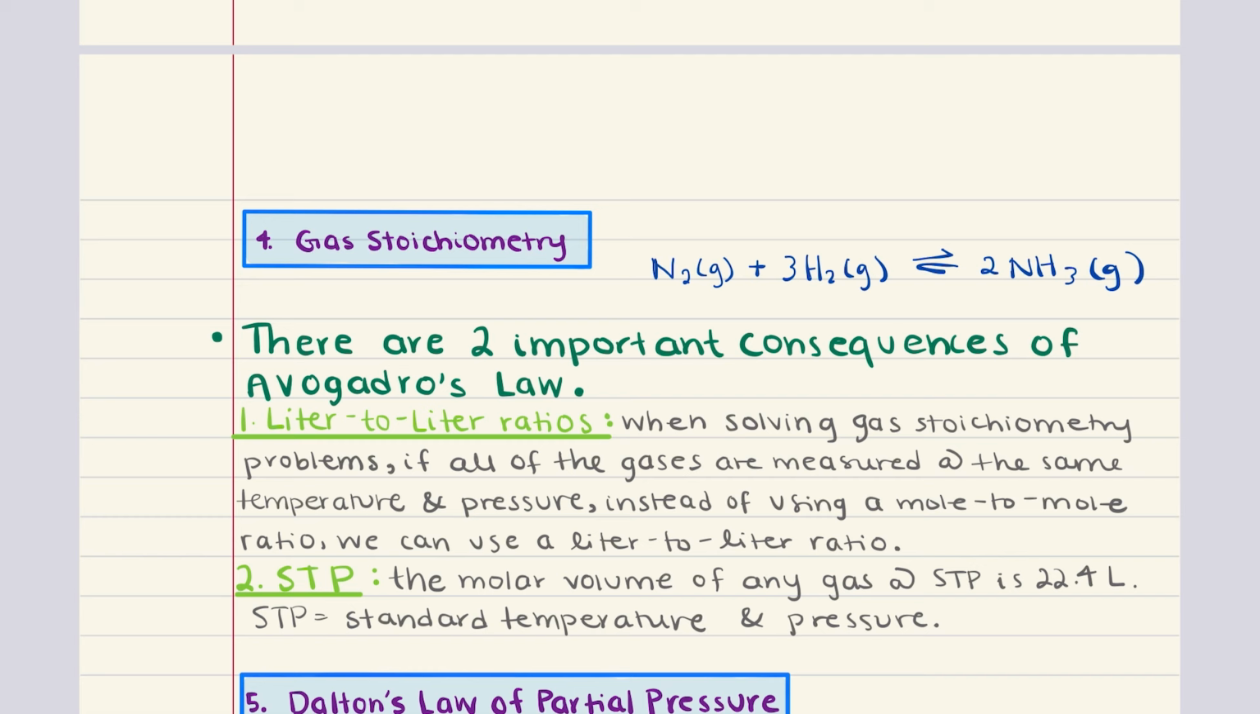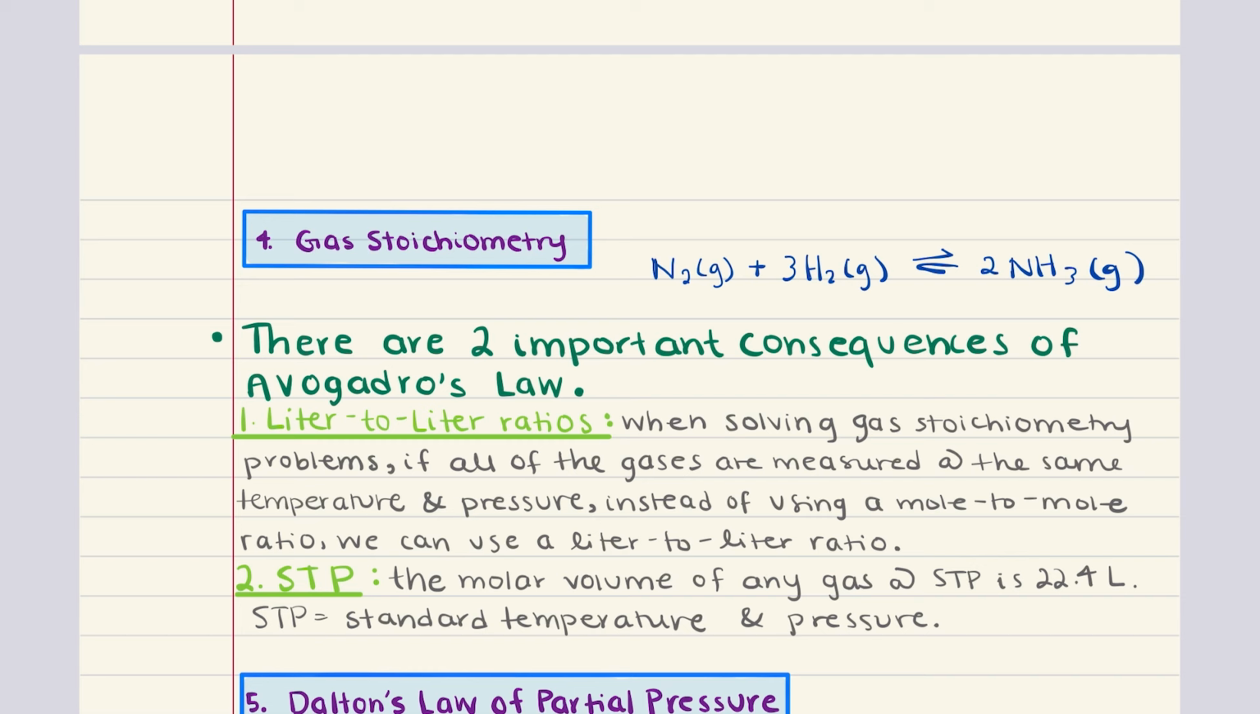However, there are 2 important caveats. First, we can only use liter-to-liter ratios for gases, not for liquids and not for solids. Second, we can only use liter-to-liter ratios for 2 gases if they are both measured at the same temperature and at the same pressure.